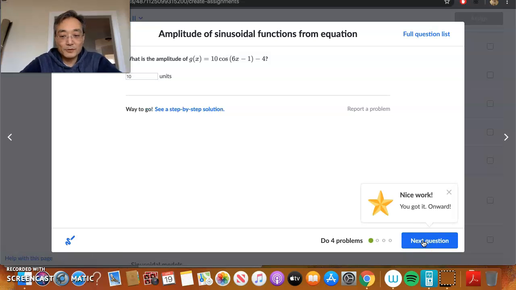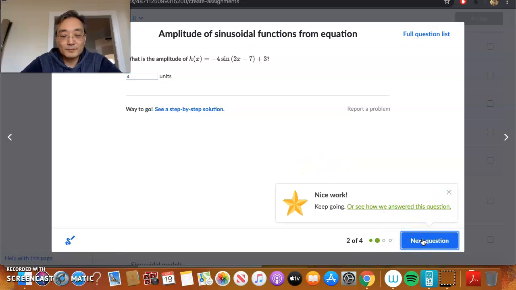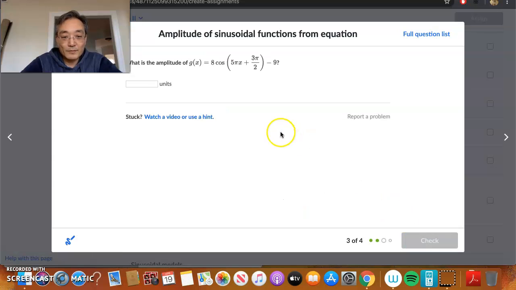Okay, folks, let's do a couple more. Now that you know that the absolute value of the number in front of the function is the amplitude, here, what is the absolute value of -4? That is just 4. Easiest thing in the world. How about this one? Again, it's the absolute value of the coefficient of the function, the number that's multiplied to the trig function. So the absolute value of 8 is 8, and that is your amplitude again.